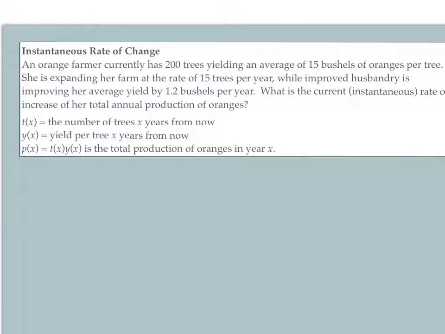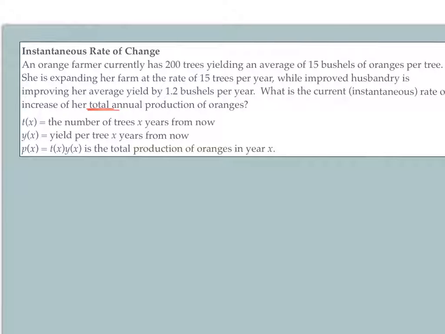Great. So what is her current instantaneous increase? So she has total production. So we want to do P of x here, because that's the total production, and that's what it's asking us for. So it says in the question, okay, total.